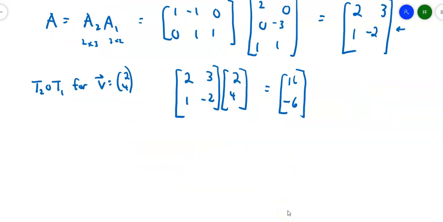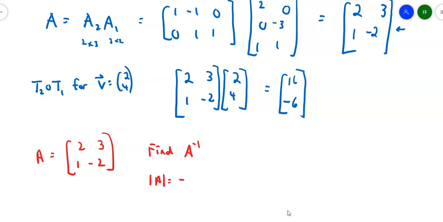Now, the next question that comes out of this composite is, can I go backwards? Is there ever a way to turn back? Well, there is. If matrix A has an inverse. Does it always? Well, let's find out. Matrix A, that transformation matrix, was given as 2, 3, 1, negative 2. Let's try to find A inverse. First thing is, what is the determinant of A? The determinant of A is negative 4 minus 3, right? Negative 4 minus 3, determinant of A is negative 7. All right, so A has an inverse.